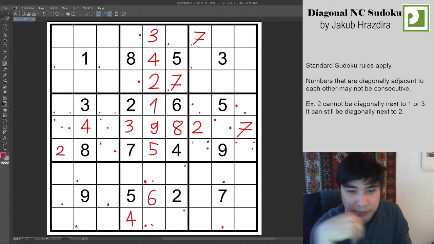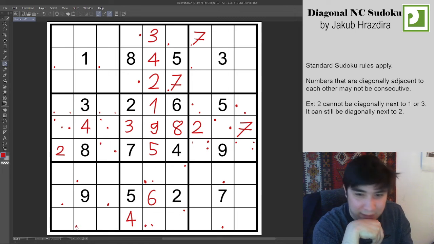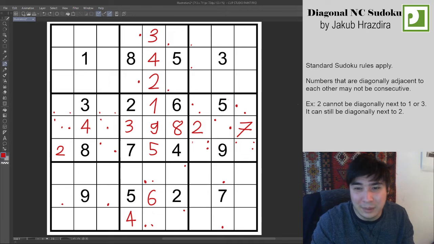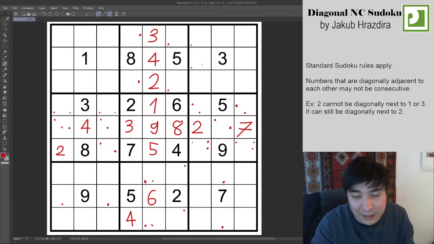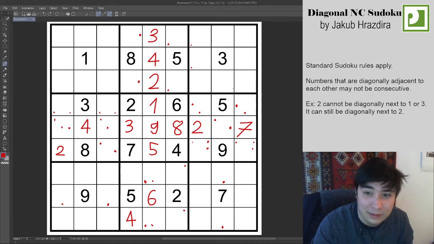Wait, shoot. Okay, never mind. I did mess the sevens at the top up. Whoops. I forgot that it was consecutive non-adjacency, not same non-adjacency. Whoops. Right.